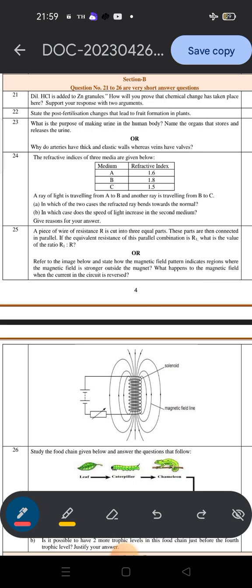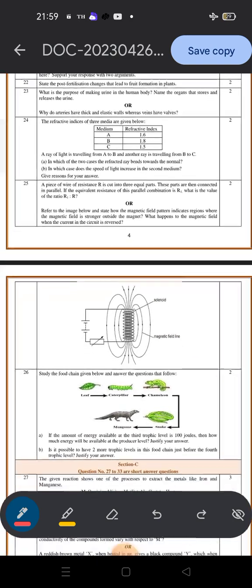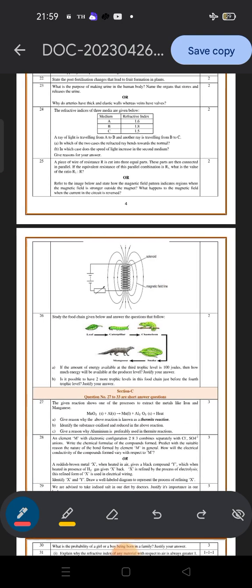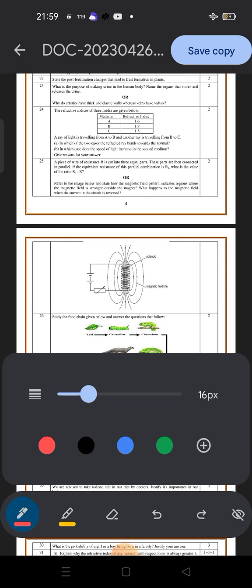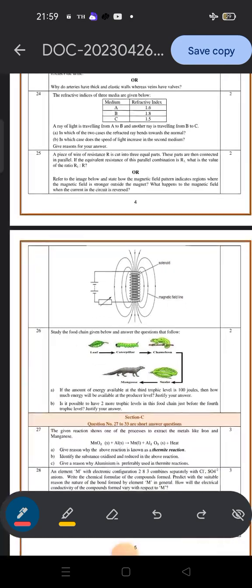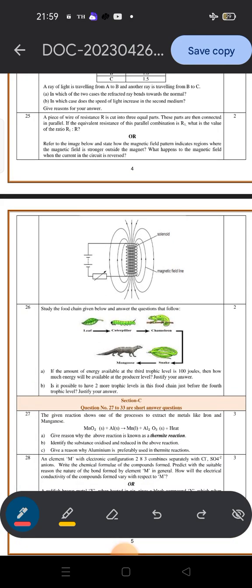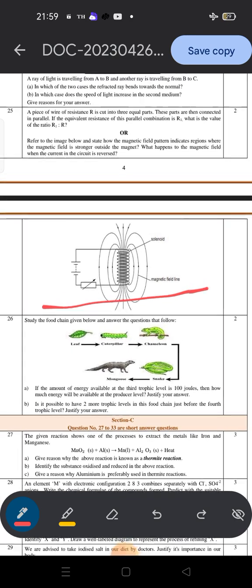Let's first concentrate on sub-question A. We need to remember that a ray of light will bend towards the normal whenever it travels from a rarer medium to a denser medium. Let me show you this with the help of a rough diagram.